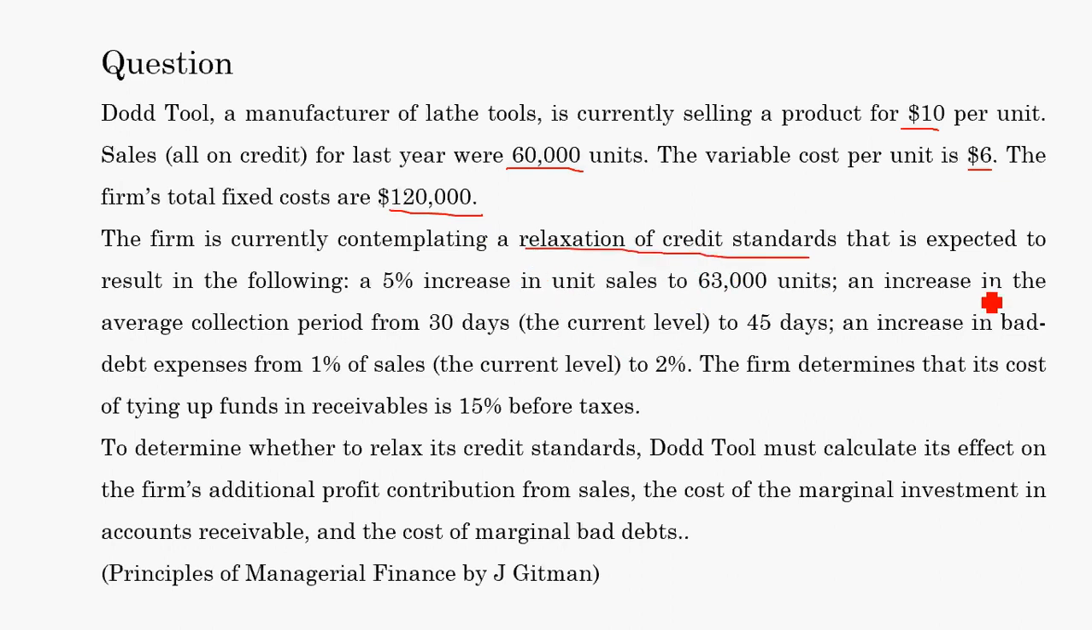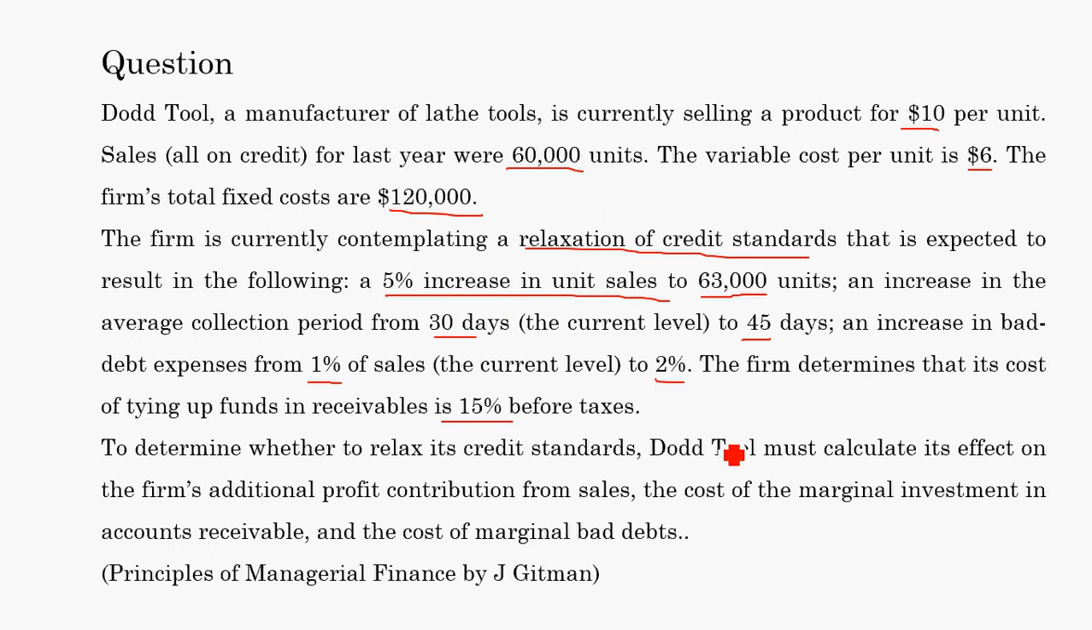Relaxing the credit standard would result in a 5% increase in the sales, which will result in 63,000 units to be sold. The collection period is going to increase from 30 days to 45 days, and the bad debts are expected to increase from 1% of the sales to 2% of the sales. The cost of tying up funds in receivables is 15%. That is the investment being tied up in your account receivable, and the cost of that investment is 15%.